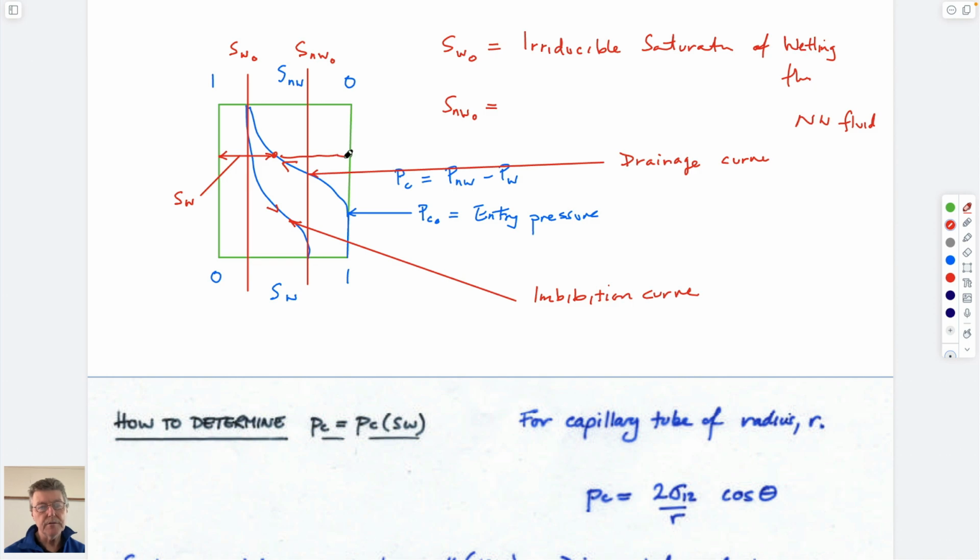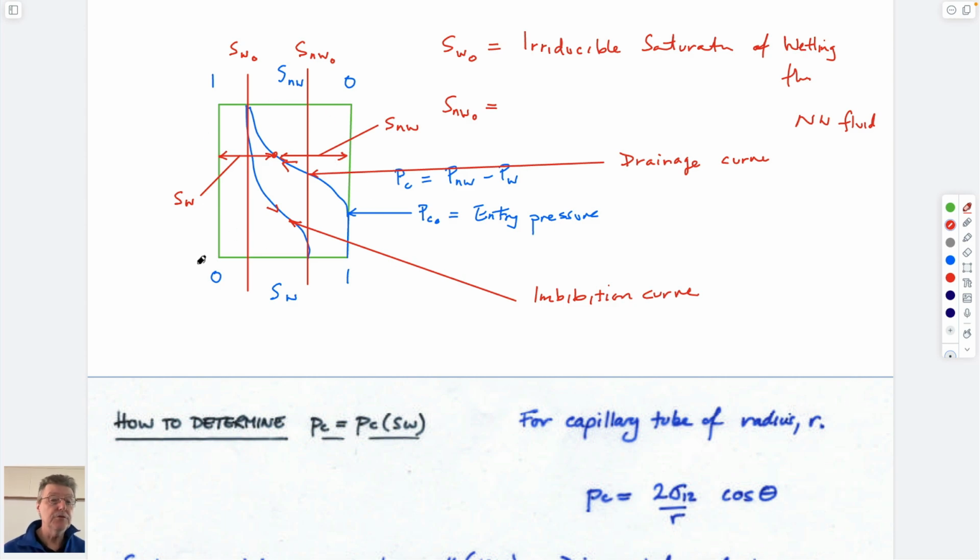And this amount here would be the saturation of the non-wetting fluid. Every point on this curve would be split. It has to together equal 100% because it has to completely fill the void space. So what isn't filled by water has to be filled by the second fluid, which may be a liquid or maybe air, as we'll see later.